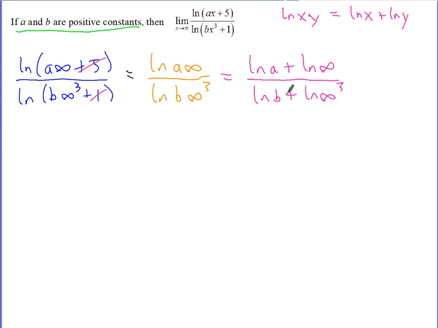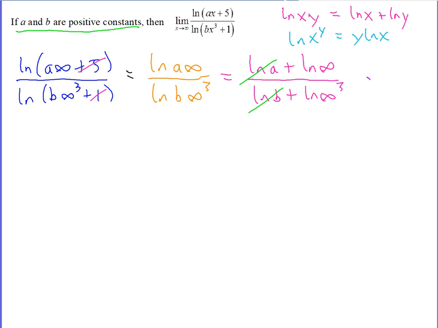Then, remember, a and b are positive constants. So natural log of a constant is going to be much smaller than the natural log of infinity or infinity cubed. So these become negligible now. And then you can use another property of logarithms to help you out. Remember the one that says you have the natural log of x to the y, bring that exponent out in front, and it's the same as y times the natural log of x. So that's what we can do here.